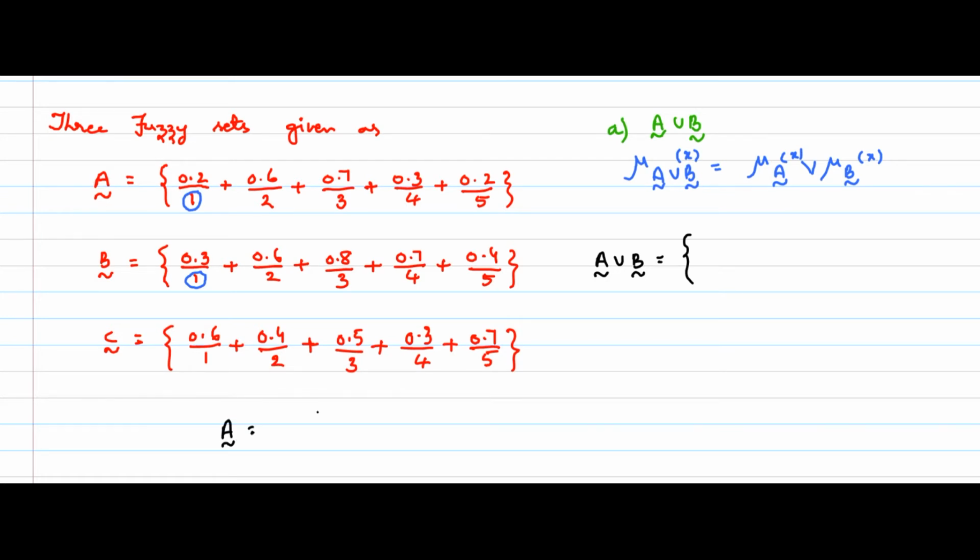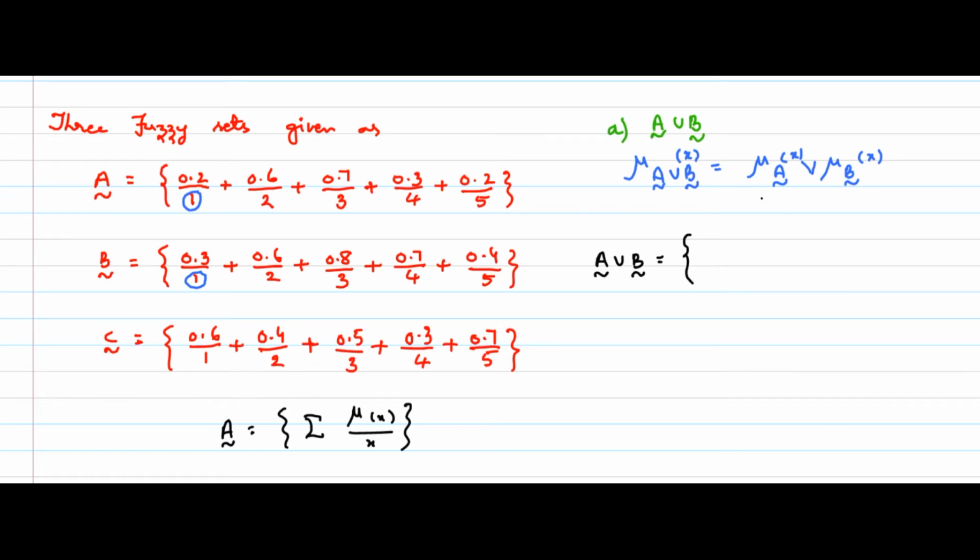Fuzzy set A is equal to sigma of mu of x divided by x. That means on top we need to get the value of the membership function for the corresponding x. So here x means 1, 2, 3, 4 and 5. So similarly for the first, x equal to 1, let us discuss this part. So x is equal to 1, and mu A of 1 is 0.2 and mu B of 1 is 0.3.